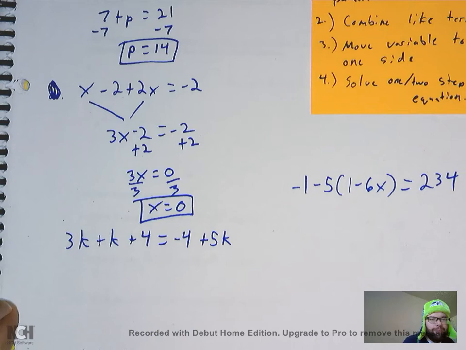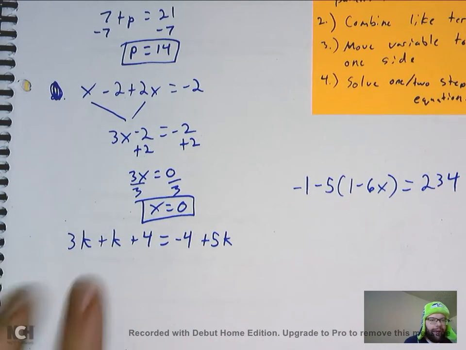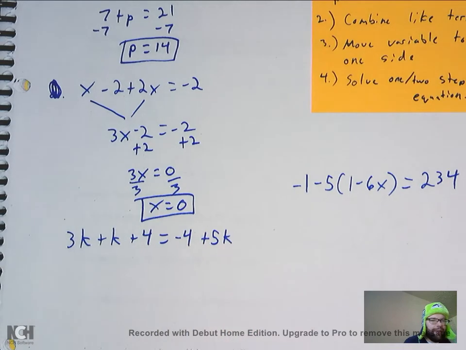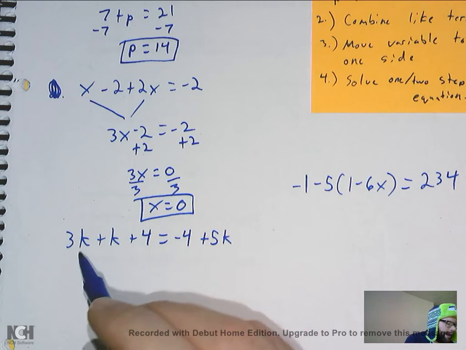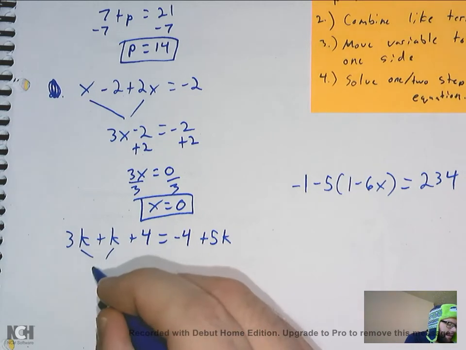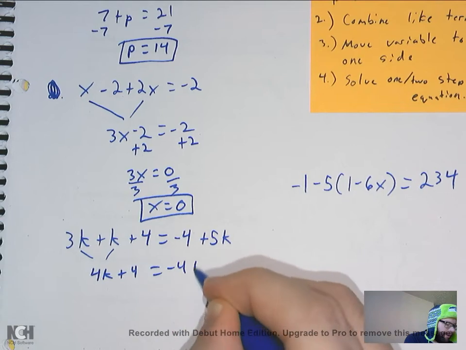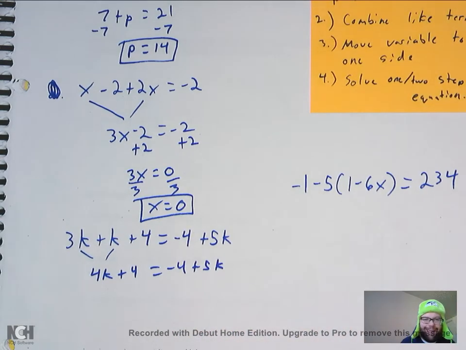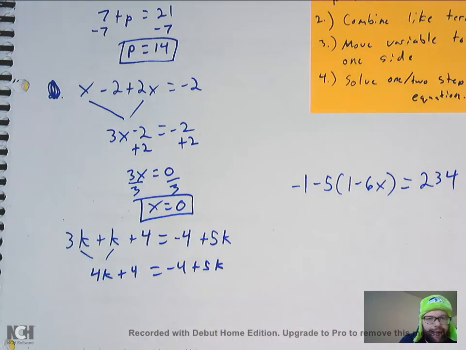So this time, looks like I've got some like terms on this side. And then I've also got variables on both sides. So I'm going to combine like terms first. So I've got a 3k and a k. I'm going to combine those. It's going to become 4k plus 4 equals negative 4 plus 5k. Okay. Then I'm going to move the variable to one side.